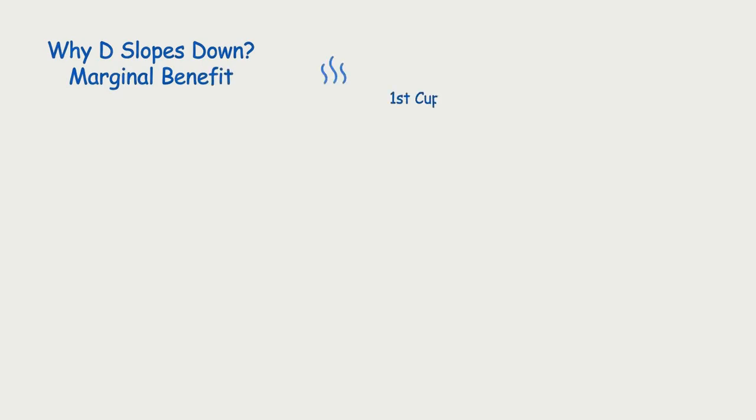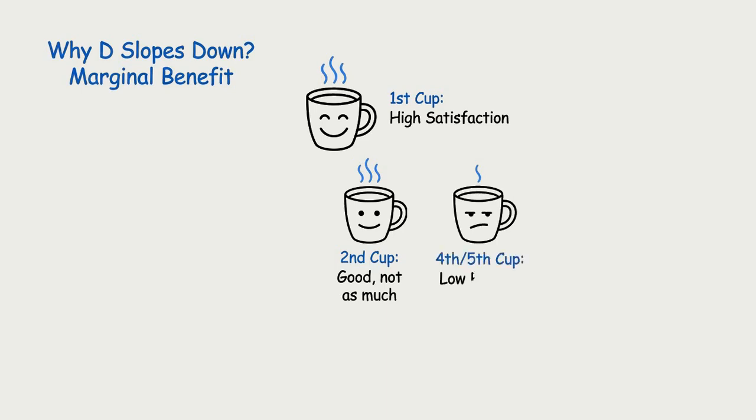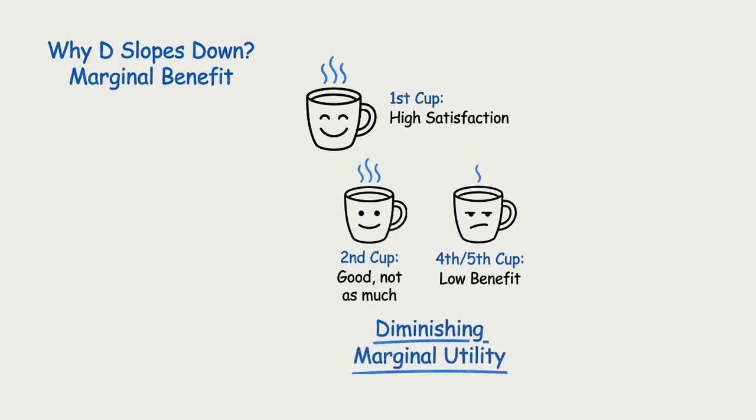Now, why does the demand curve slope downward? It's all about marginal benefit. The first unit of something, say your first cup of coffee in the morning, gives you a lot of satisfaction. The second? Still good, but not as much. By the time you're on your fourth or fifth, the extra benefit you get from one more cup is pretty low. That's diminishing marginal utility. So to get people to buy more, the price has to fall. That's why the demand curve slopes down.